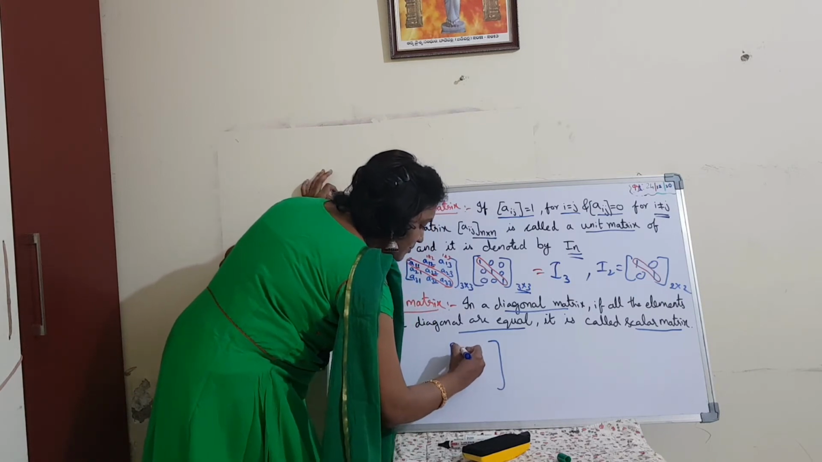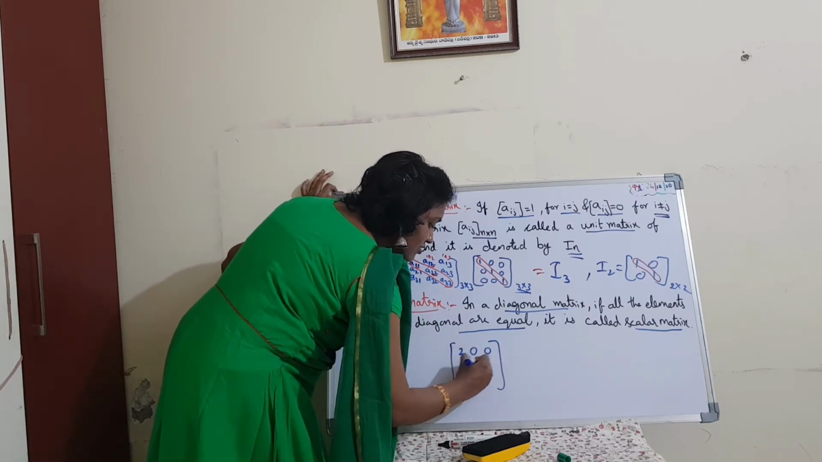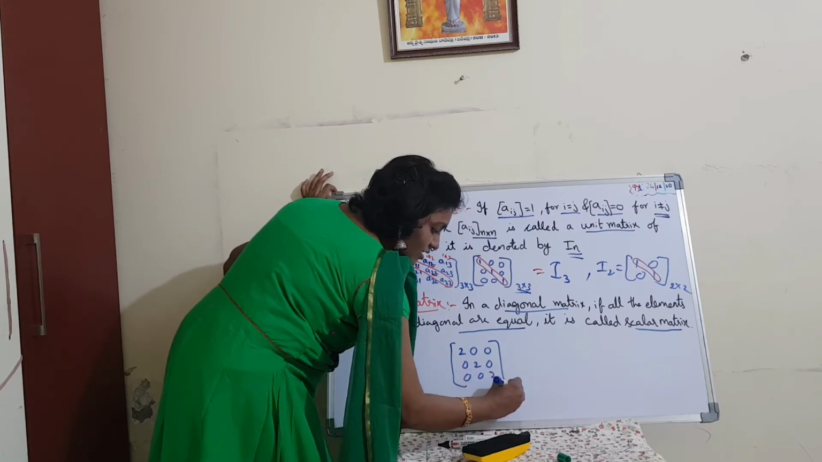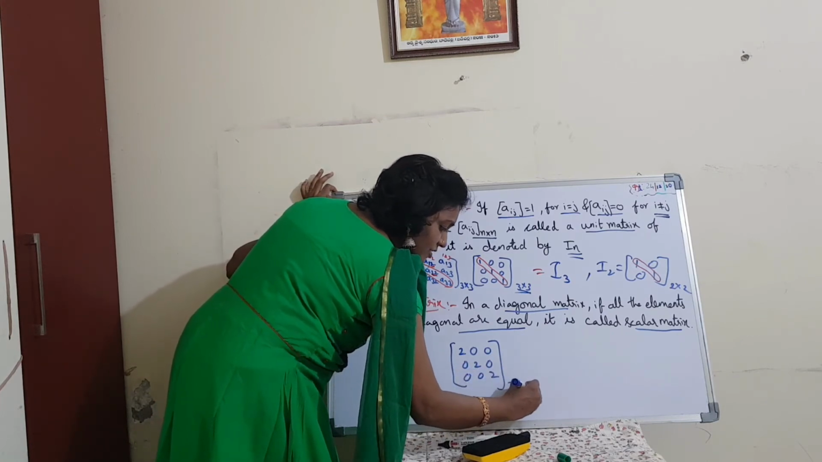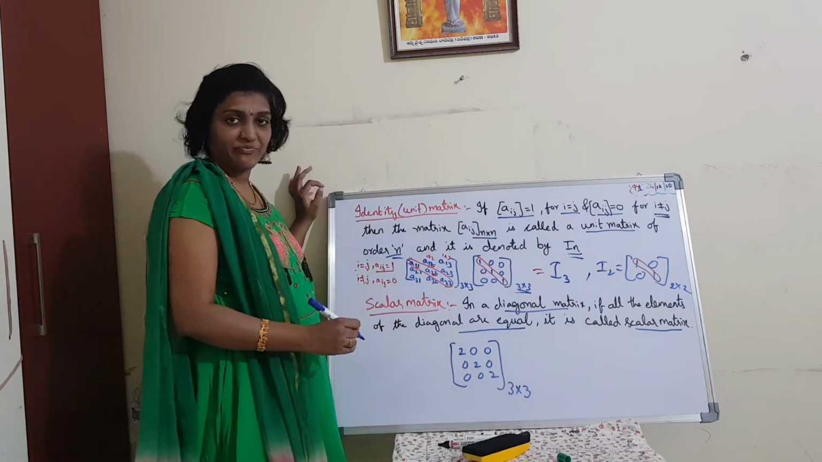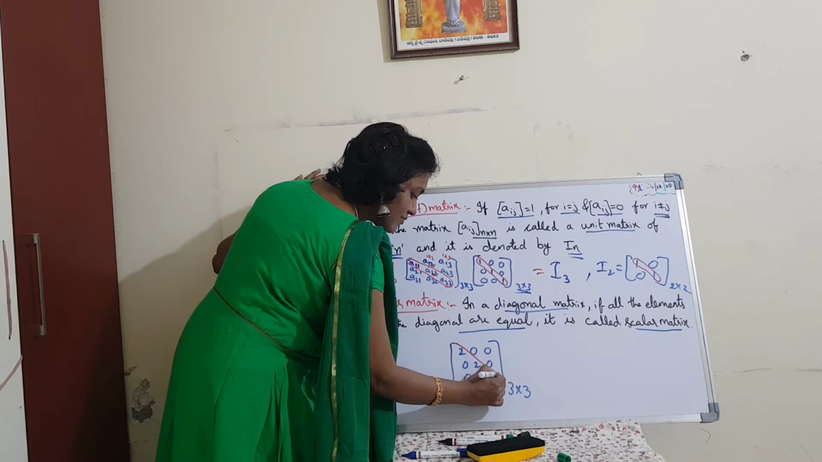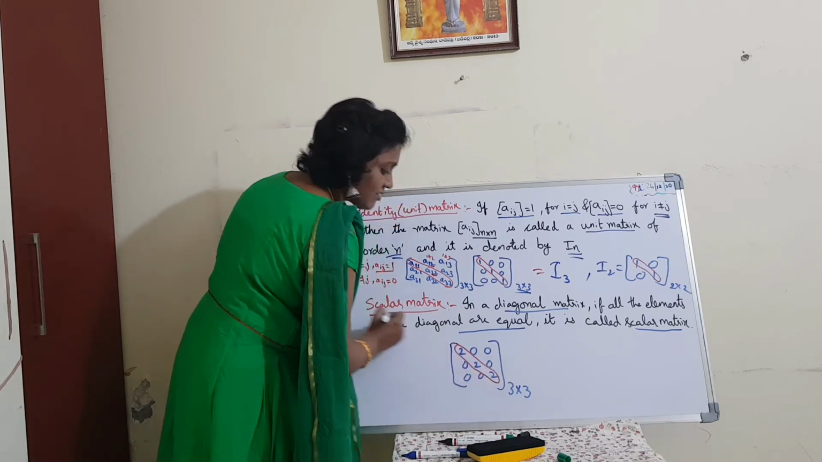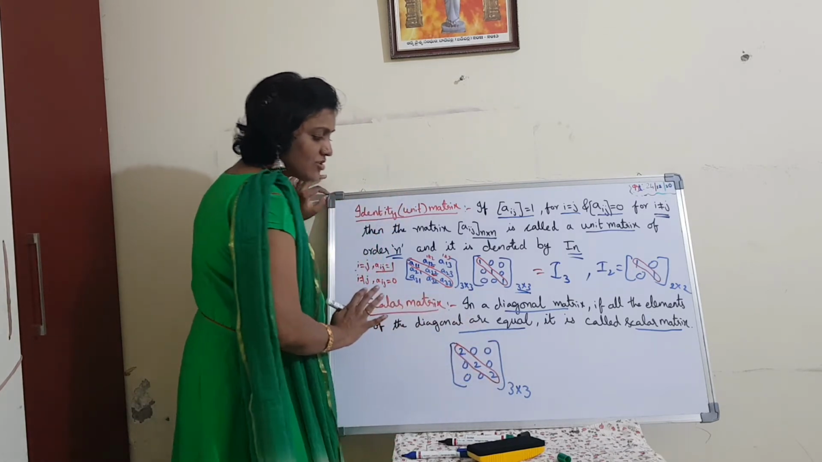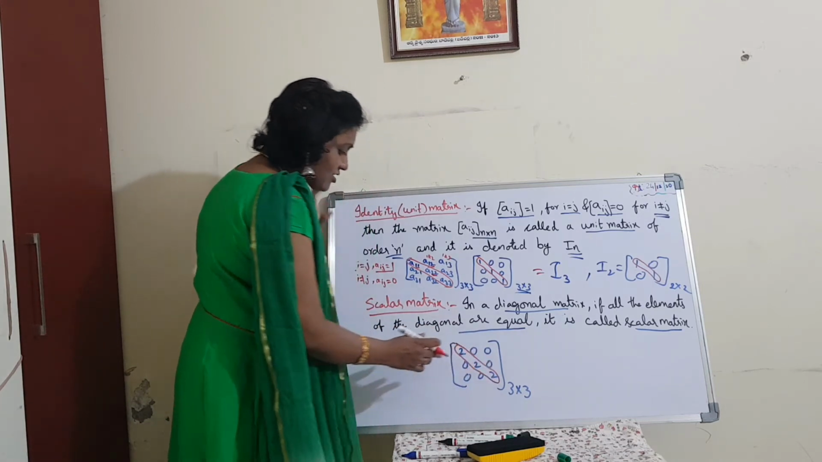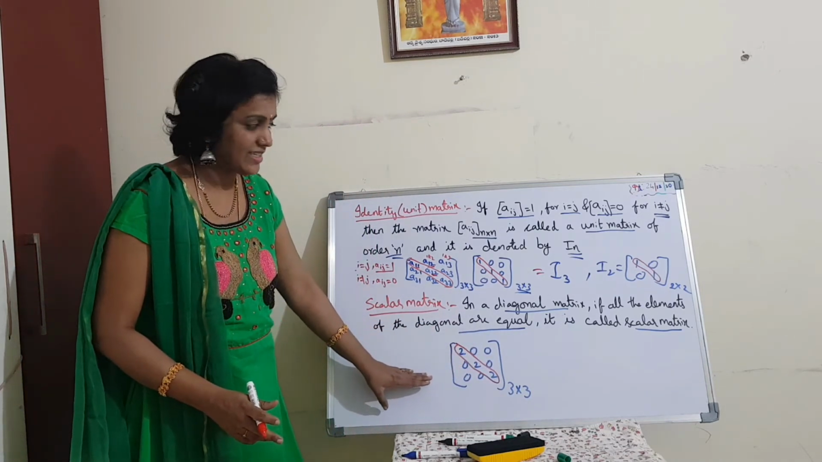Here suppose 2 0 0 0 2 0 0 0 2. What is the order of the matrix? 3 by 3. Here what is the diagonal here? This one. All other elements are 0. Here 2 2 2 is there, no? This is called scalar matrix.